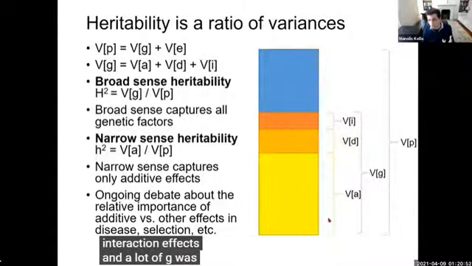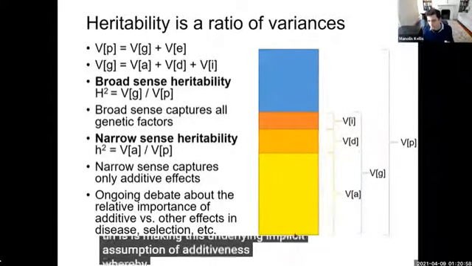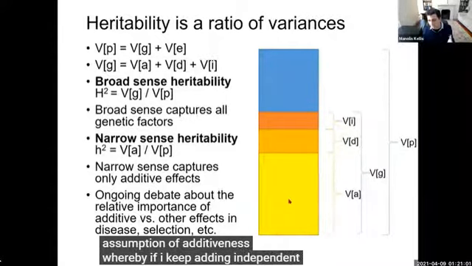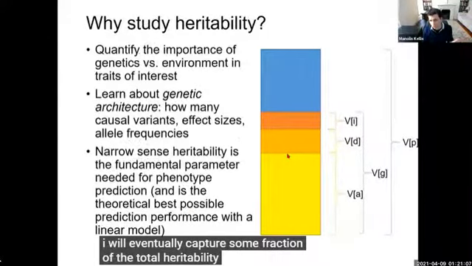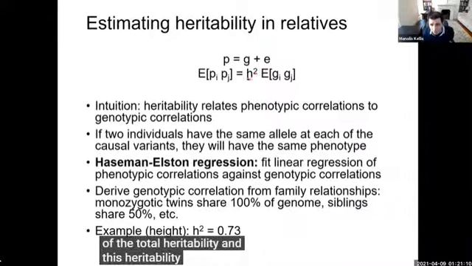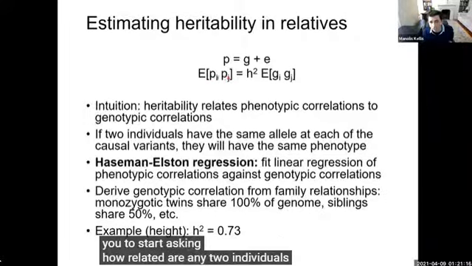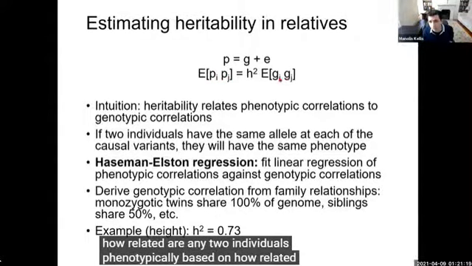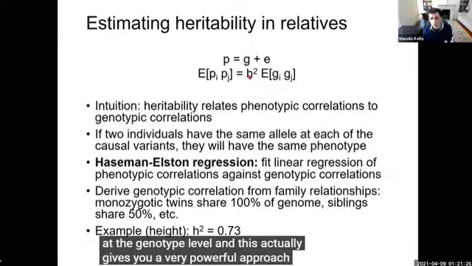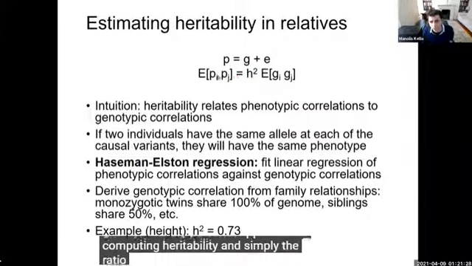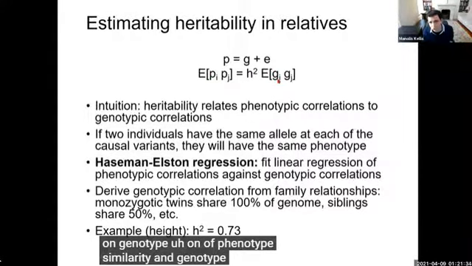And a lot of GWAS is making this underlying implicit assumption of additiveness, whereby if I keep adding independent effects of every SNP in the genome, I will eventually capture some fraction of the total heritability. And this heritability is in fact allowing you to start asking how related are any two individuals phenotypically based on how related are any two individuals at the genotype level. And this actually gives you a very powerful approach for computing heritability as simply the ratio of phenotype similarity on genotype similarity.